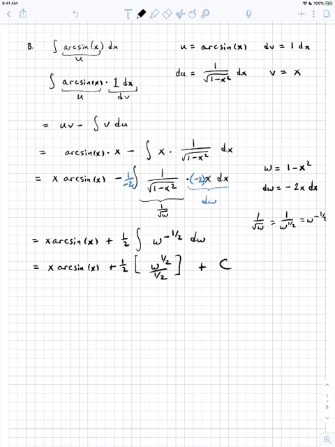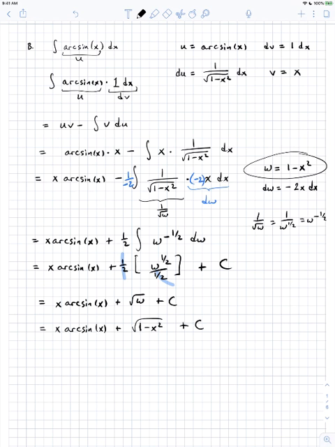Well, this 1/2 is going to cancel with that 1/2, and you're just going to end up with x arcsine x plus the square root of w plus c. But don't leave it as w. You have to plug in this 1 minus x squared. So you end up with x arcsine x plus the square root of 1 minus x squared, plus a constant of integration. And that's your answer. That's our second example. And at any time, you can always check these just by computing the derivative.